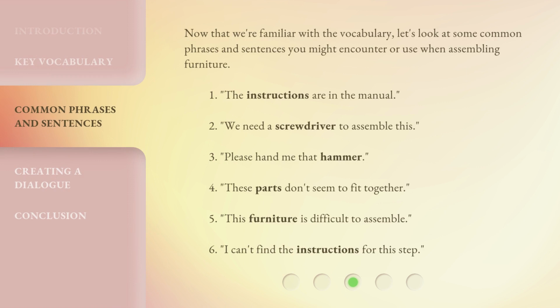Now that we're familiar with the vocabulary, let's look at some common phrases and sentences you might encounter or use when assembling furniture. 1. The instructions are in the manual. 2. We need a screwdriver to assemble this. 3. Please hand me that hammer. 4. These parts don't seem to fit together. 5. This furniture is difficult to assemble. 6. I can't find the instructions for this step.